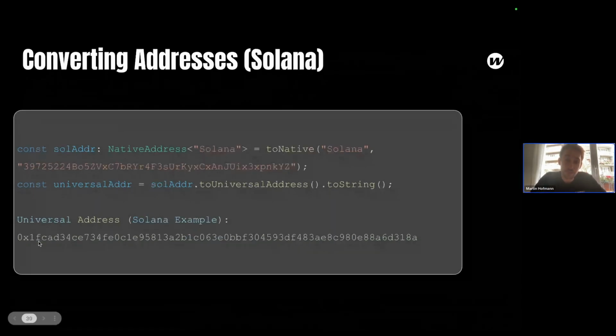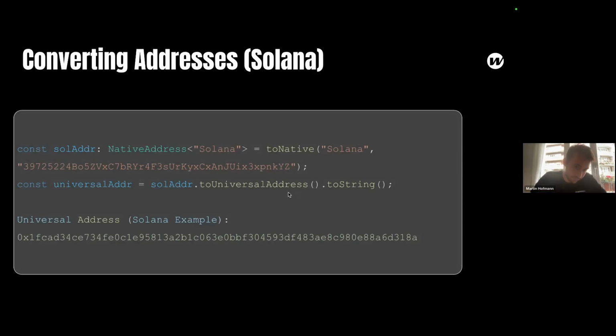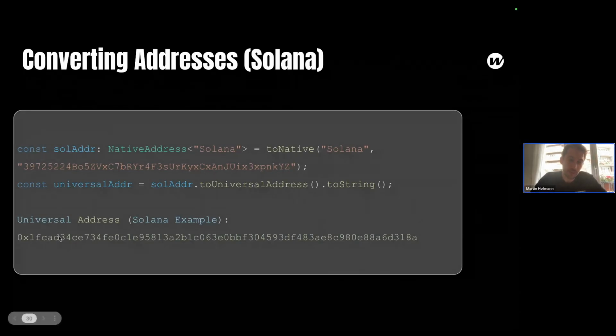For Solana, for example, I use this other address, which is created by Phantom. This is how it usually looks like. And I also call the universal address method here. In the end, we have this encoded 32-byte universal address for Wormhole. This is the address that Wormhole is going to be interacting with.